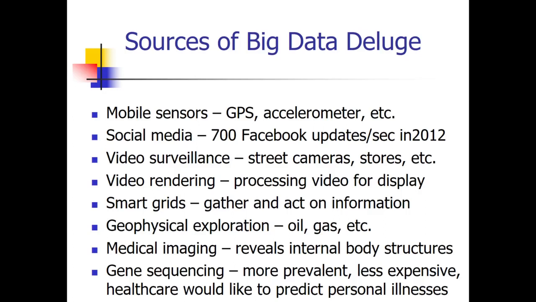Next, smart grids and geophysical exploration, where the oil mines and refineries are available in the earth and where the gas refineries are available on the earth. All these kinds of analysis we have to do first. So that is one of the advantages of geophysical exploration.